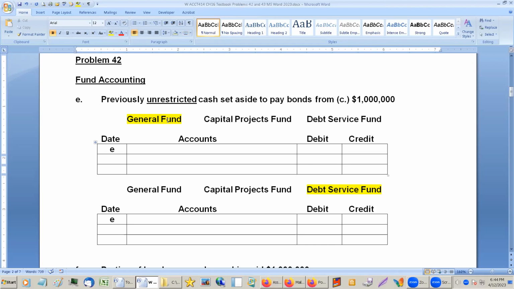So the general fund isn't spending it. It's not going to be an expenditure, because they're not spending the money. They're going to give it to the capital projects fund, and the capital projects fund is the one that's going to spend the money.